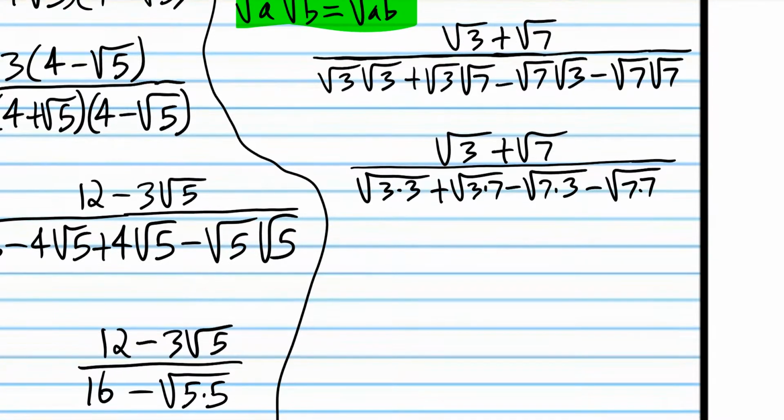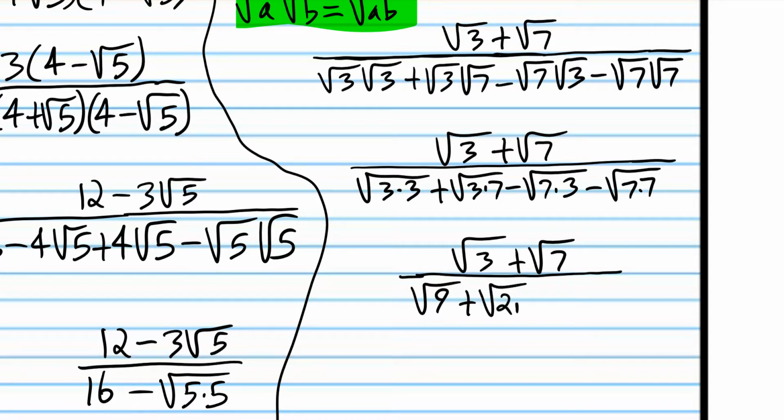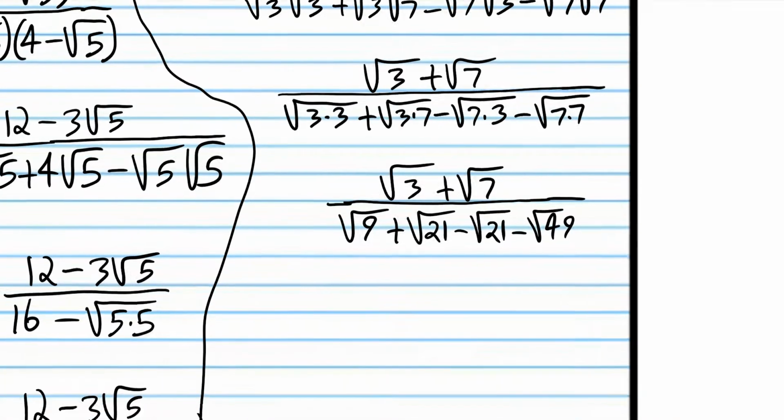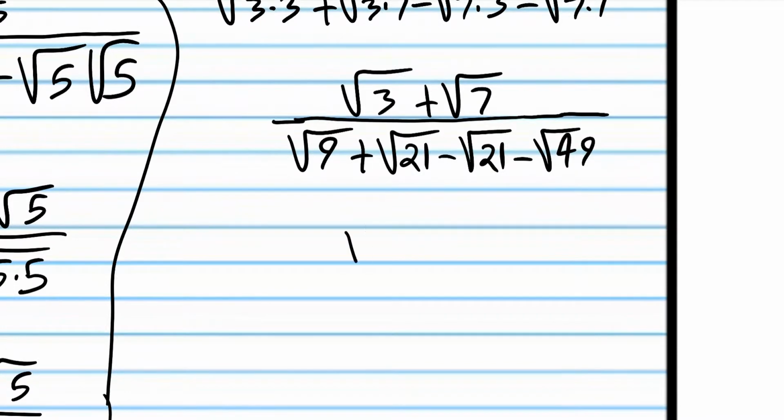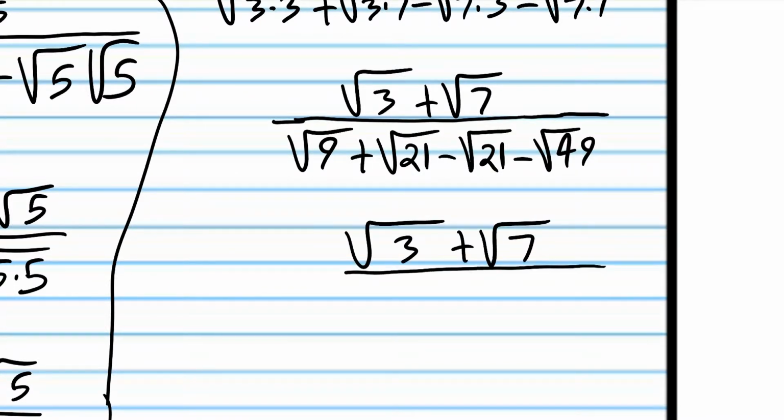So now we have root 3 plus root 7 in the numerator. Again, there's not much we can do with that. Root 3 times 3 is root 9. And then we get root 21 minus root 21 minus root 49. So again, we're just continuing to simplify here. Again, we can't do anything with the numerator. Square root of 9, what number times itself is equal to 9? Well, that's just going to be 3.